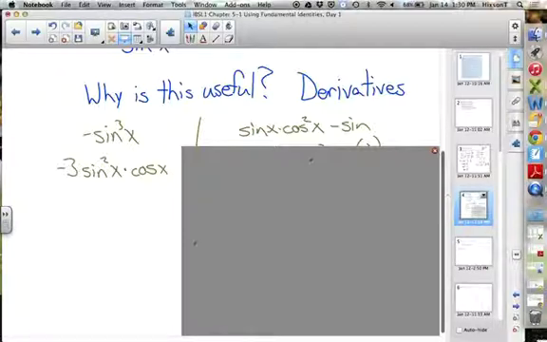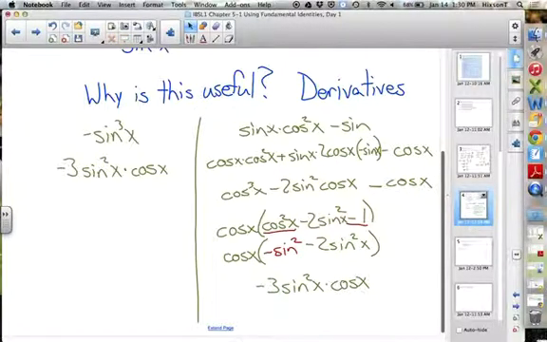If I had this and tried to take the derivative of that... Wait, why'd you multiply cosine again? That's calculus. Don't worry about it. It's just, if I have this, I can write down the answer. If I have this, I'd have to go through all that process.